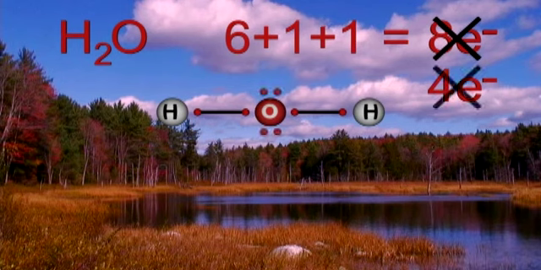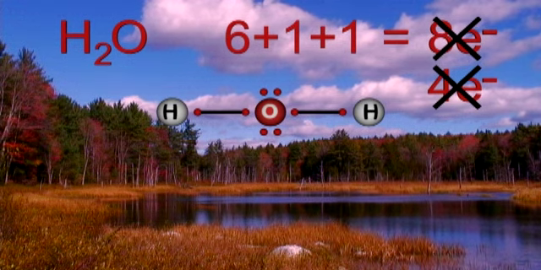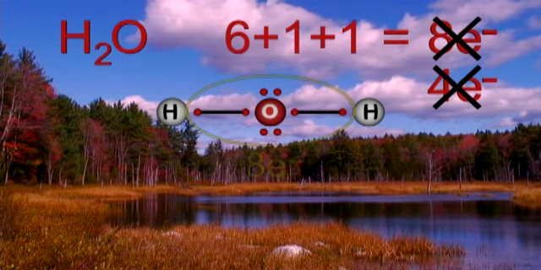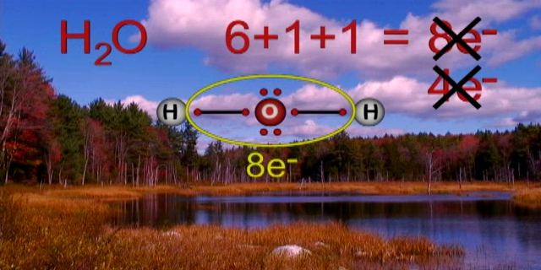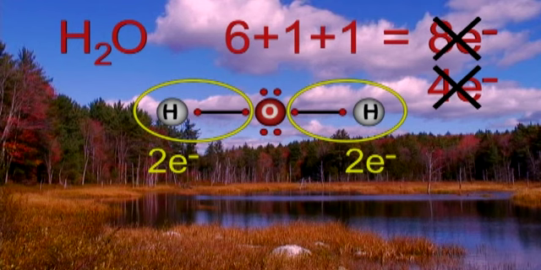After placing the remaining 4 electrons around oxygen, it has gained full valency. Or we could say oxygen has adopted the electron configuration of neon because it now has 8 electrons around it, sometimes called the octet rule. In addition, each hydrogen atom has 2 electrons, giving them full valency, or we could say that they have adopted the electron configuration of helium, sometimes called the Duet rule.